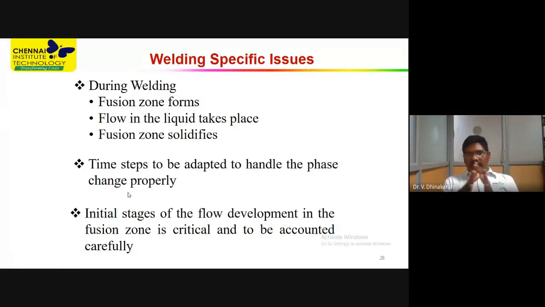I told you, physically, when heat is falling on the material, it will be conducted through the material. But when it needs to be expressed as a mathematical equation, how the heat is conducted in the material has to be mimicked in terms of mathematical equations. And when the computer solves the problem, the time has to be properly defined. The time steps have to be properly designed to take care of what happens in the physical process.